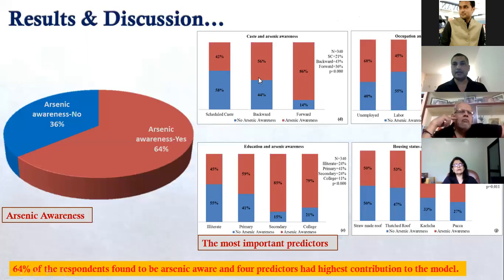Similarly, we can interpret occupation, then education, housing status, and others. There are so many charts. I didn't want to put them here because there are more than 10, 15. So just to give a kind of summary of how the results look like. And these are the four predictors which had the highest contribution to the model.